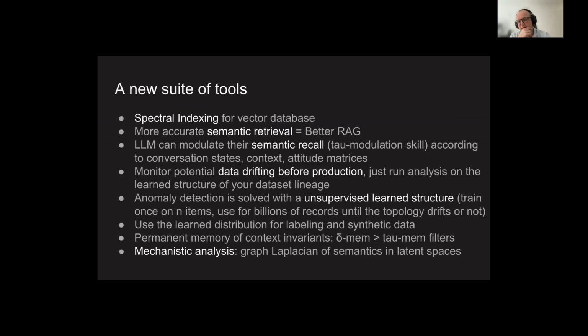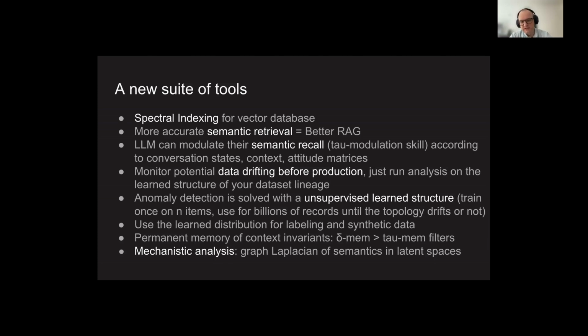This implies, as a consequence, a very nice new set of tools. Spectral indexing can be used inside vector databases. It makes semantic retrieval more accurate, which means better retrieval augmented generation. Language models can now modulate that semantic recall through something we call tau modulation, by adjusting the slider of how much spectral signal they want in their search.